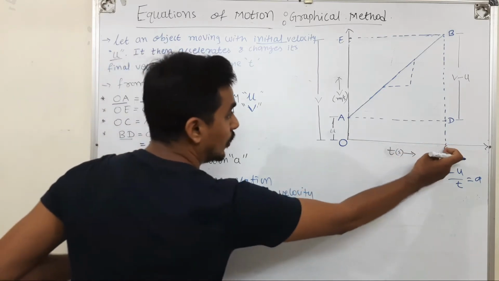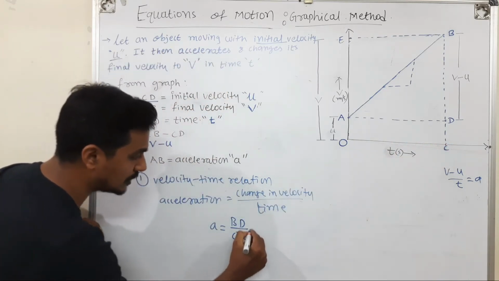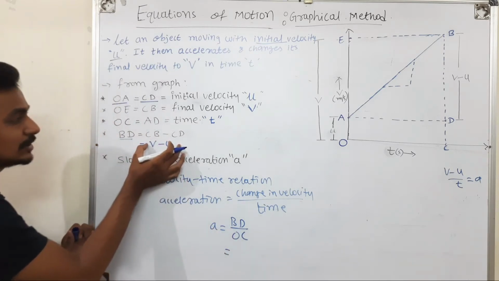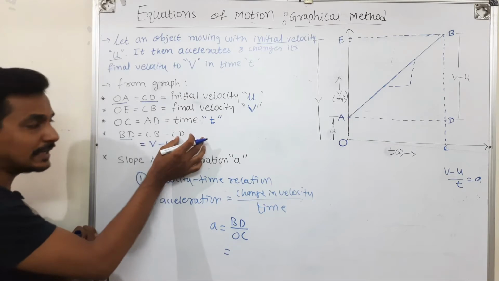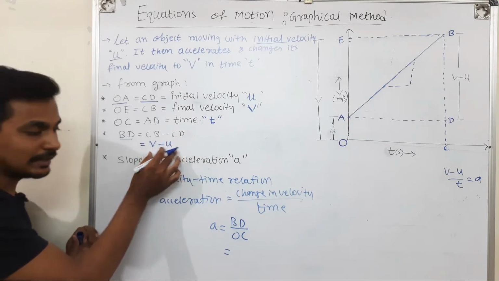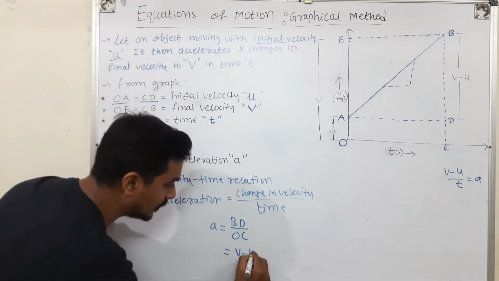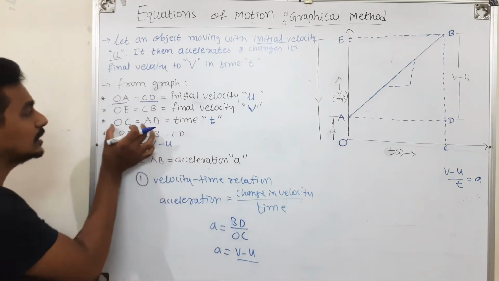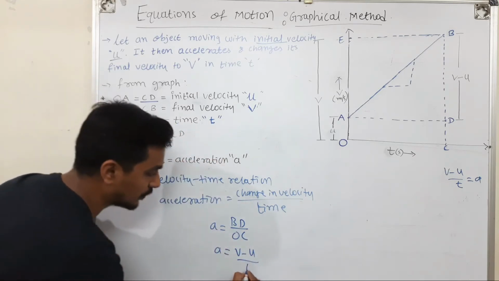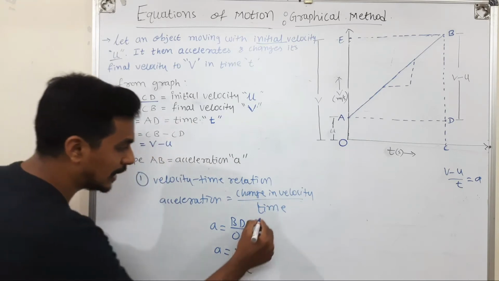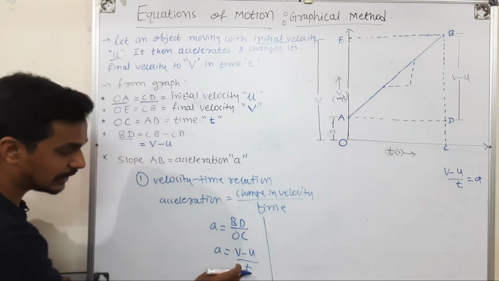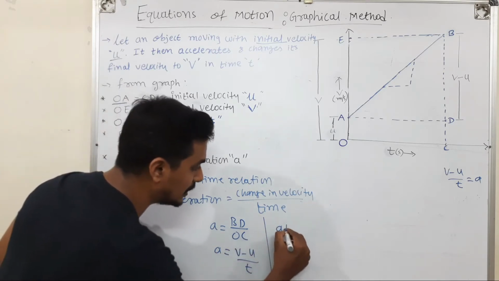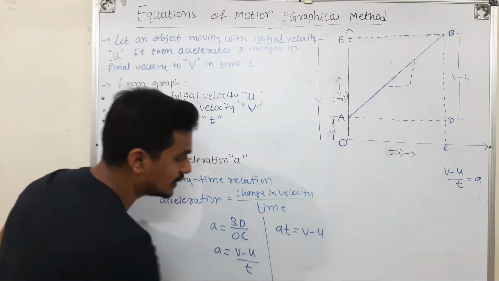T is here OC. Also we can write BD. BD is equal to CB minus CD, and that is equal to v minus u. So now we can write v minus u. And what is OC? OC means this time t. Now if we take this t to the left side, then at is equal to v minus u.